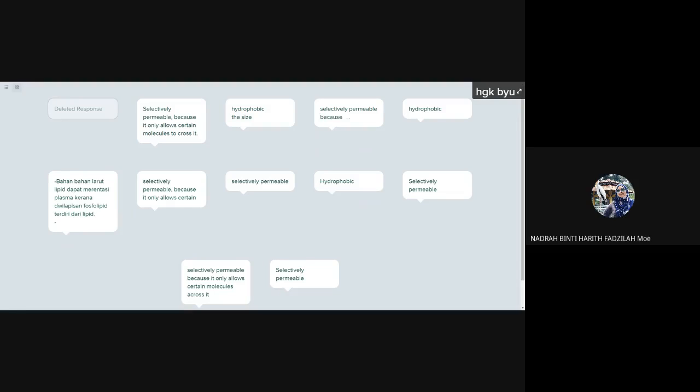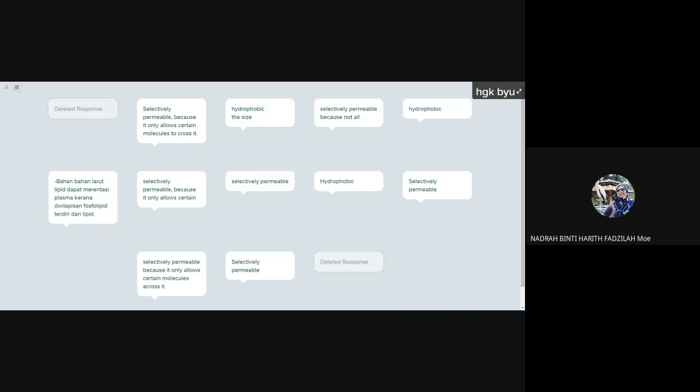Okay. Untuk Amalia, you are almost there. It only allows certain molecules to cross it seperti yang dicadangkan oleh Aish Naufal. Very good. Because it only allows certain molecules to cross it. Yes. Okay. Untuk meningkatkan lagi ketepatan jawapan Aish ni, let us include in our answer, it only allows certain types of molecules to cross it. Okay, tambah sikit. Tapi jawapan Aish tu betul dah, tak ada masalah ya.